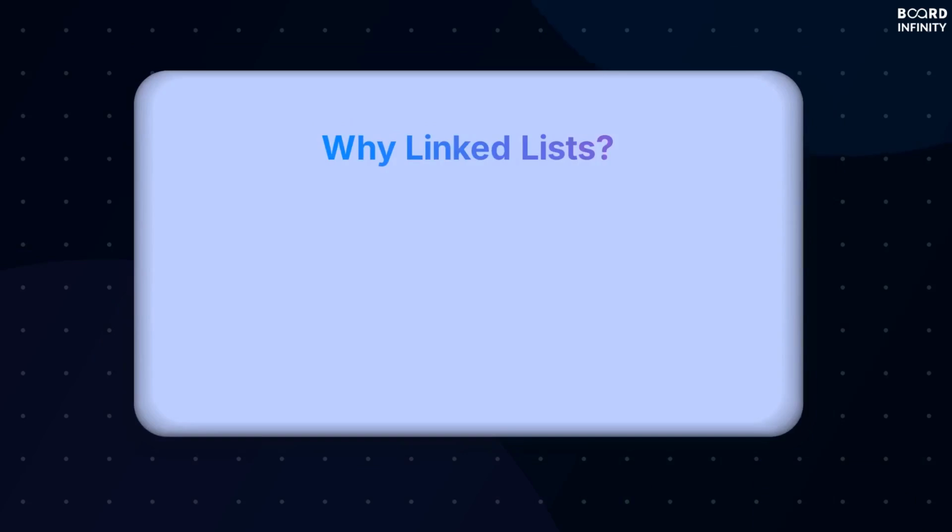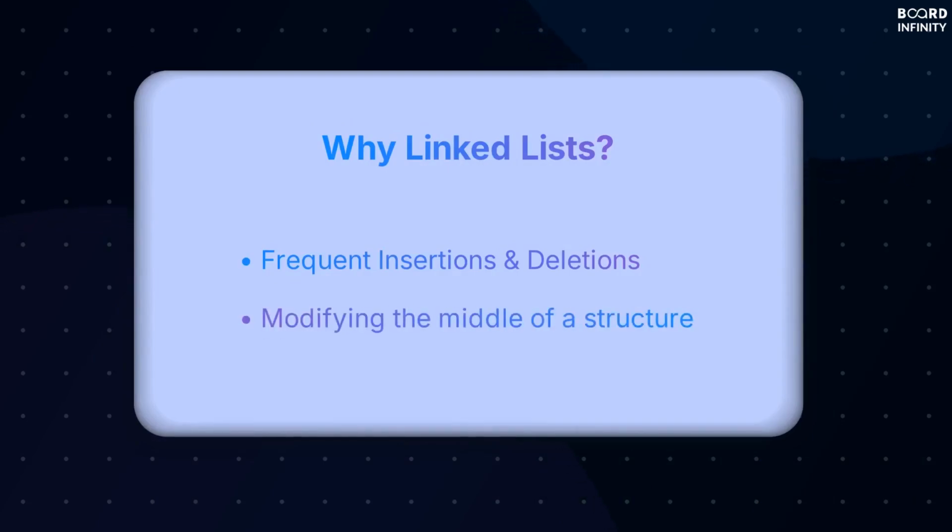Let's synthesize what we've learned and see where linked lists shine in real-world systems. Linked lists excel when you need frequent insertions and deletions, especially in the middle of a structure, and when you don't need fast random access. They're essential for dynamic structures that grow and shrink unpredictably.